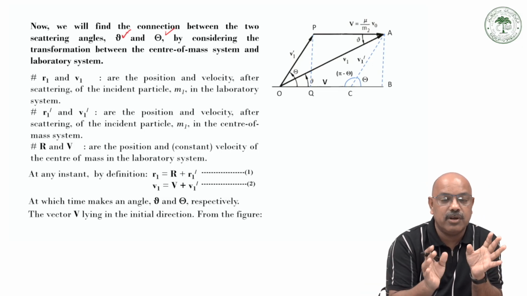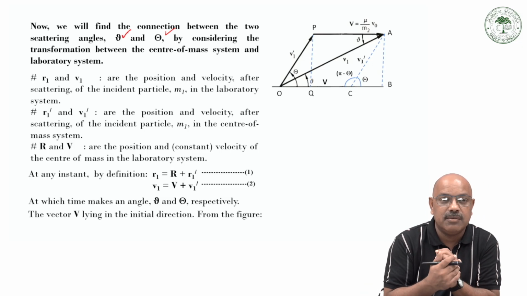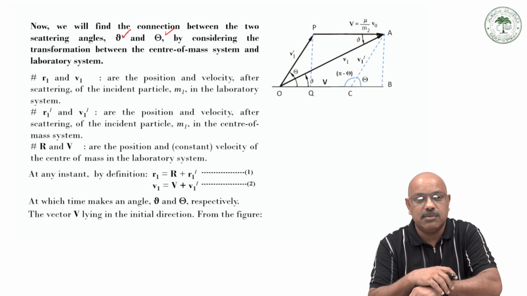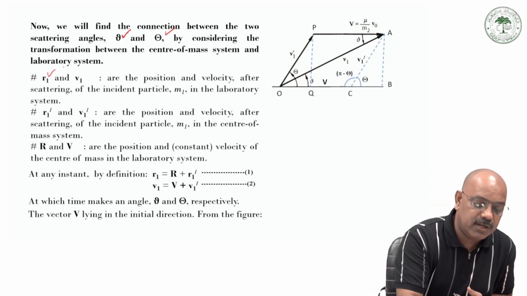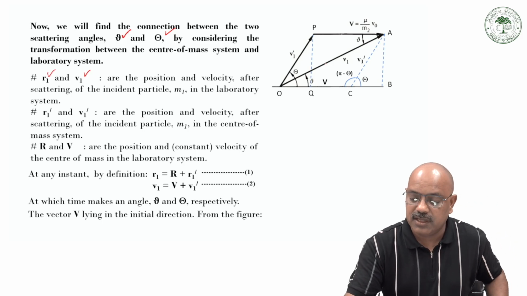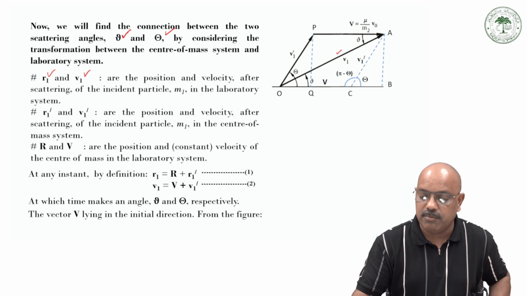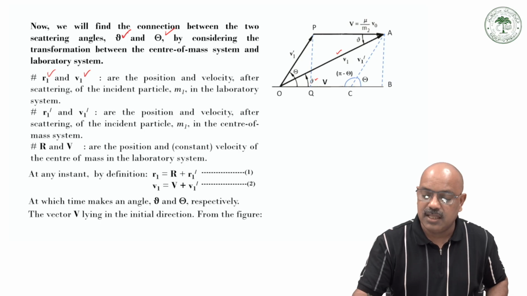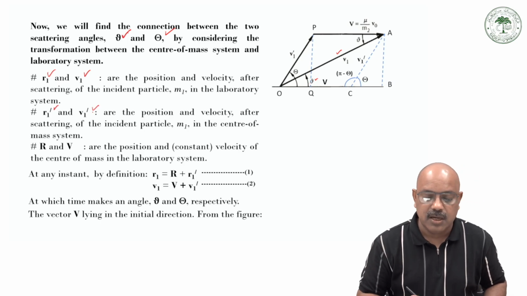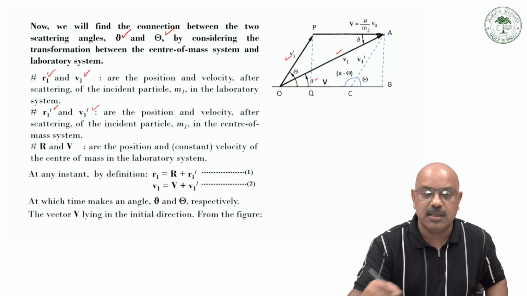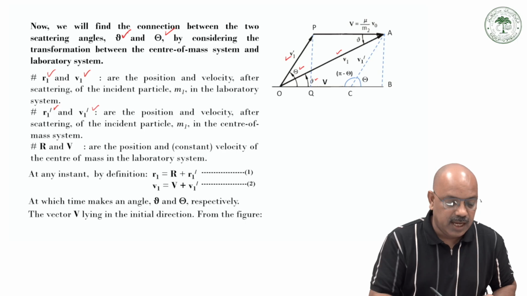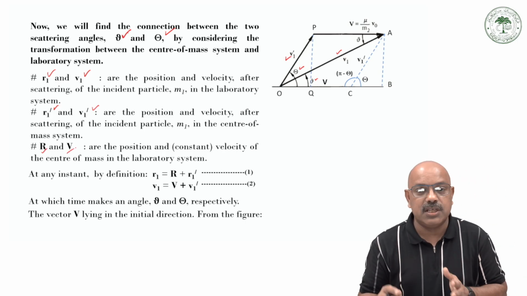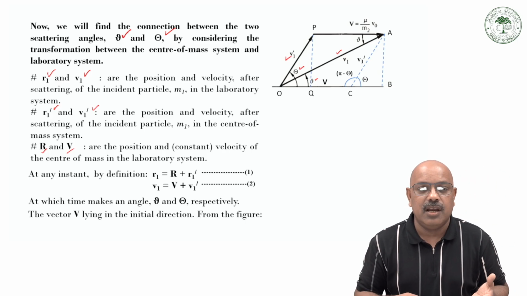Okay, these two you have to be careful about in writing by considering the transformation between the center of mass system and the laboratory system. So I'm going to define that R1 and V1, this vector V1, is in the laboratory frame, because this vector is related with the scattering angle theta. Then R1 prime and V1 prime are the position vector and the velocity in the center of mass frame. You can see this is theta prime, related with the center of mass system, and R and V are the position and constant velocity of the center of mass in the laboratory system.